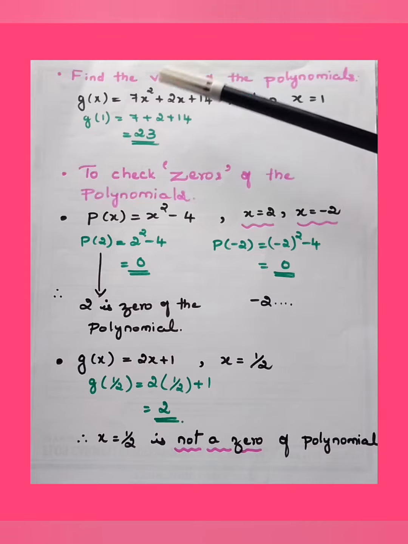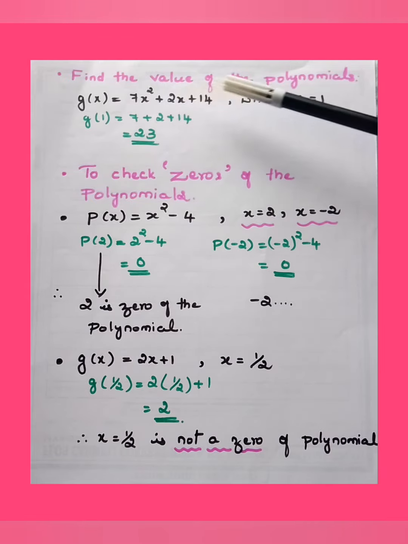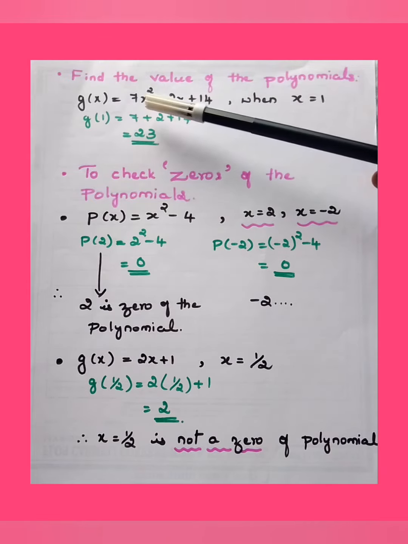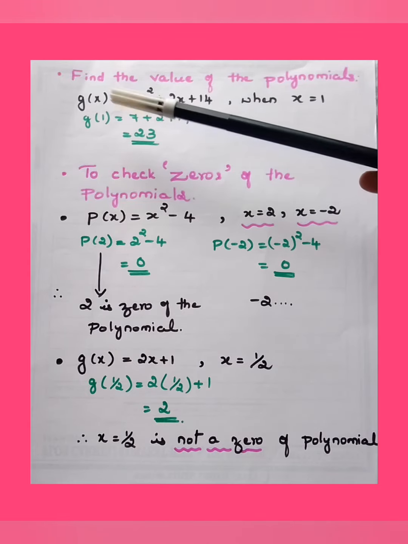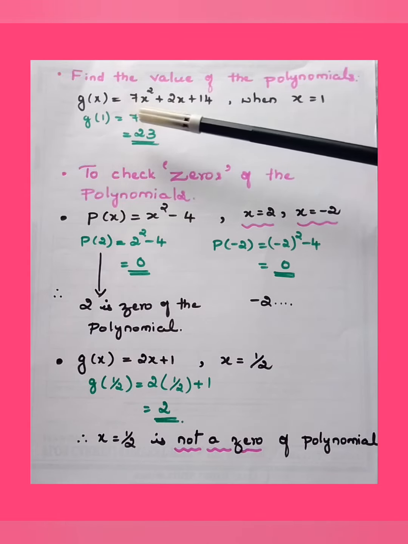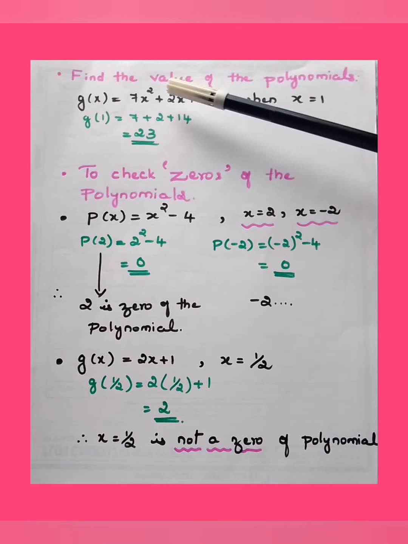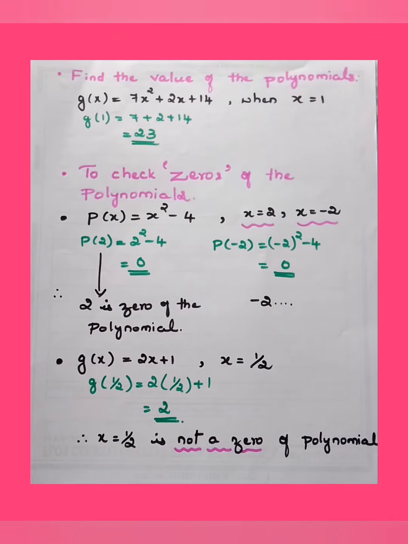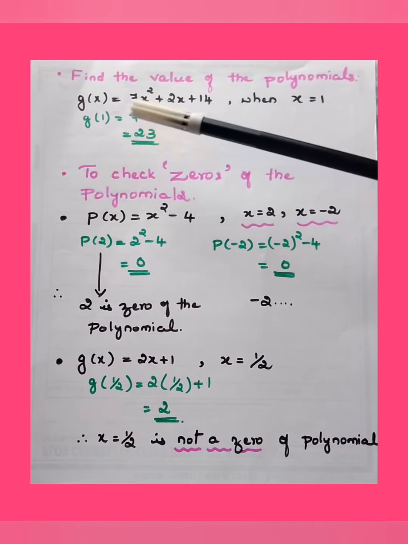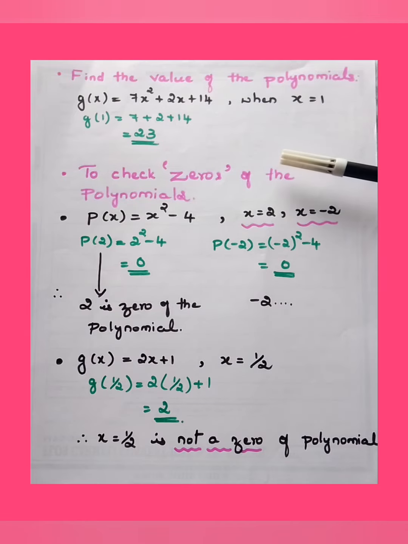Now, another similar type of question: find the value of the given polynomial g of x. Whether it is given as f of x, g of x, or p of x, everything is the same. So they have given x is equal to 1. Substitute x is equal to 1 and then simplify, and you will get this answer. Next, moving on to the next topic, to check the zeros of the polynomial.